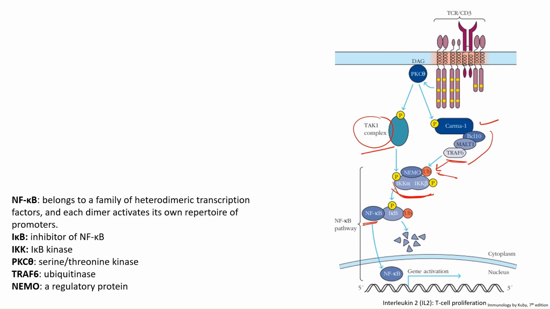Now what will it do? It will come and degrade I kappa B. NF kappa B and I kappa B are in a joint form, due to which NF kappa B is in inactive form. Once it gets separated from I kappa B, it becomes activated and can cross the nuclear membrane. And that's how it will act as a transcription factor again for the synthesis of interleukin 2, which is responsible for T cell proliferation.